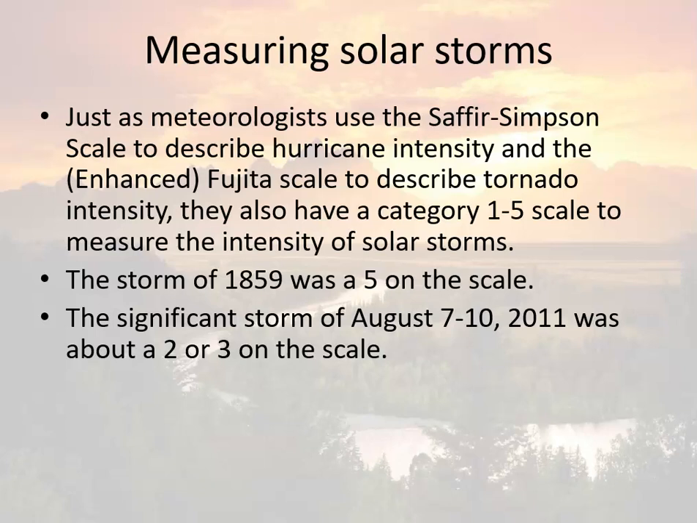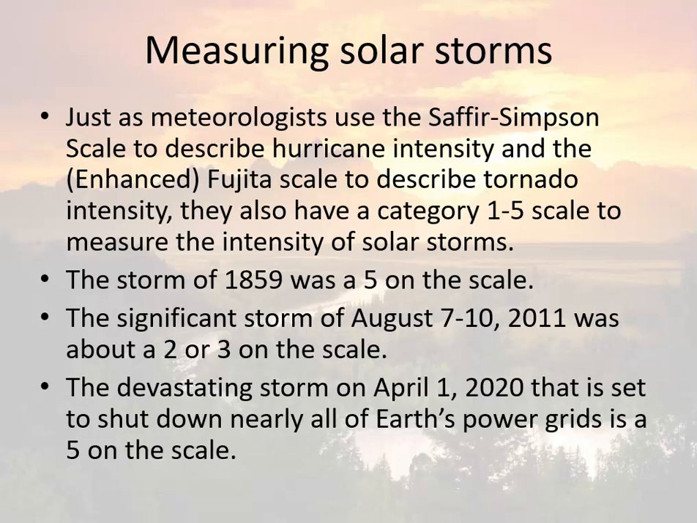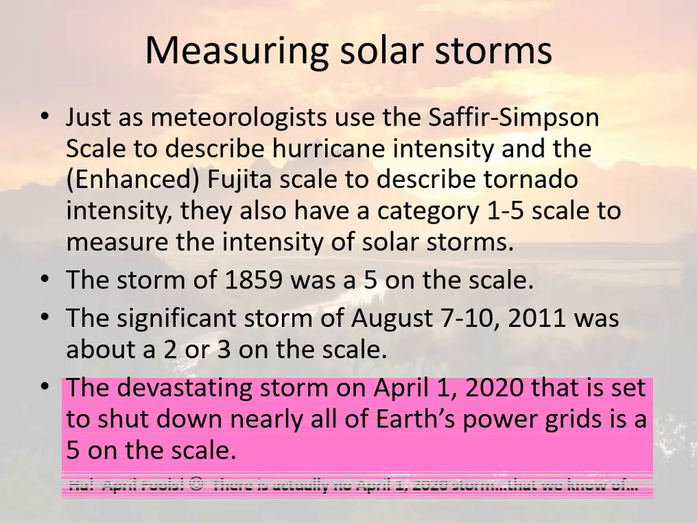Now, this leads to a big worry, because based on what we're seeing with the sun right now, there is a particularly devastating storm set to hit on Wednesday, April 1st of this year, and that is a 5 on the scale, and that is believed to probably be shutting down all of Earth's power grids as a result. So obviously this will be particularly bad in the midst of the coronavirus. So, April Fools, there actually is no such storm. And if there was, we certainly would not be able to forecast it 2 weeks ahead of time using present-day technology. But yeah, just think about what would happen if there was.